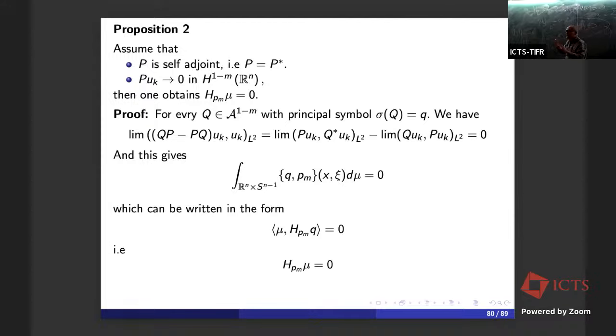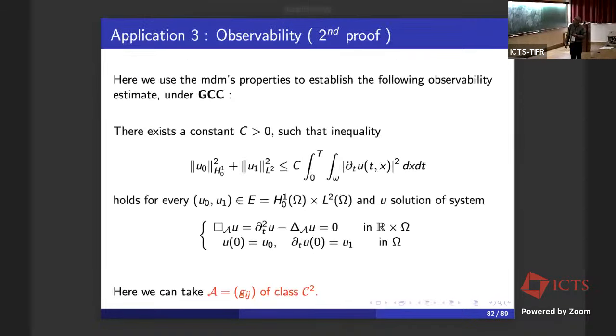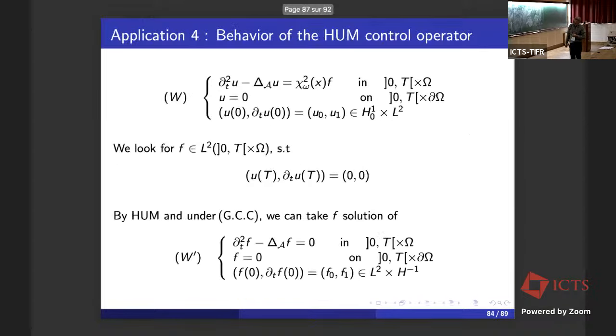I think I didn't say it: the transpose of the Hamiltonian field H_p is minus H_p, just by the Schwarz lemma. So that means this estimate, and that gives you the second proof, with measures, of the observability. And last remark, which will cost three minutes.